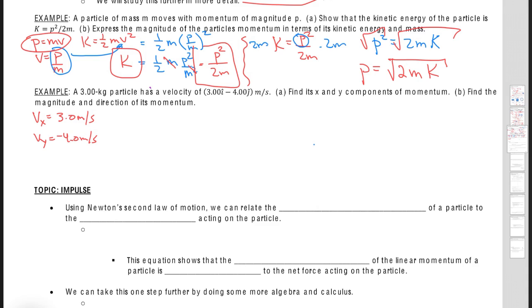So I can use this to find Px. It's just going to be mass times Vx, and Py is going to be mass times Vy. So it's just going to be 3 times 3, which is 9.0 kilograms times meters per second. That's going to be my x component.